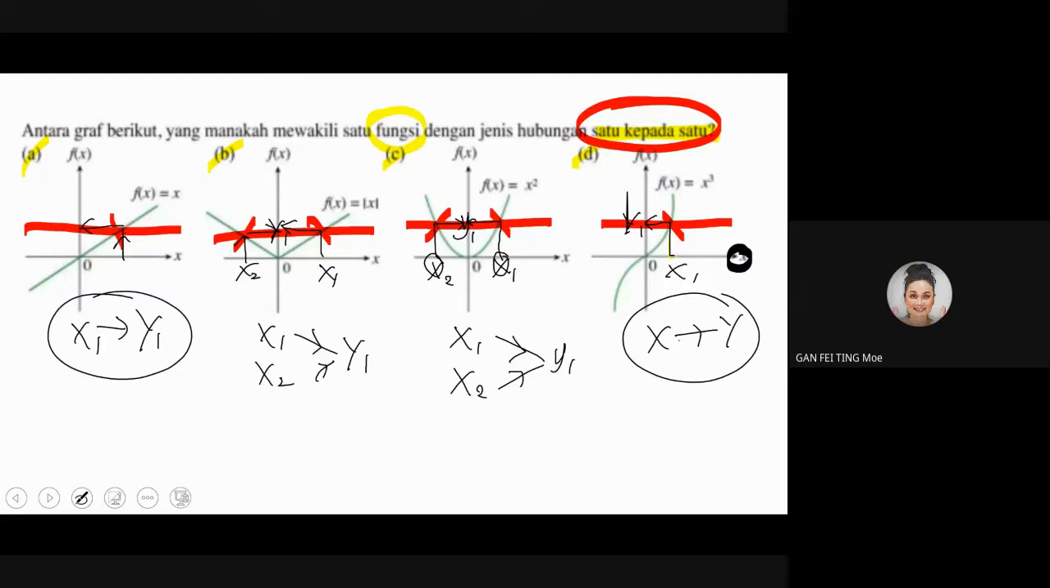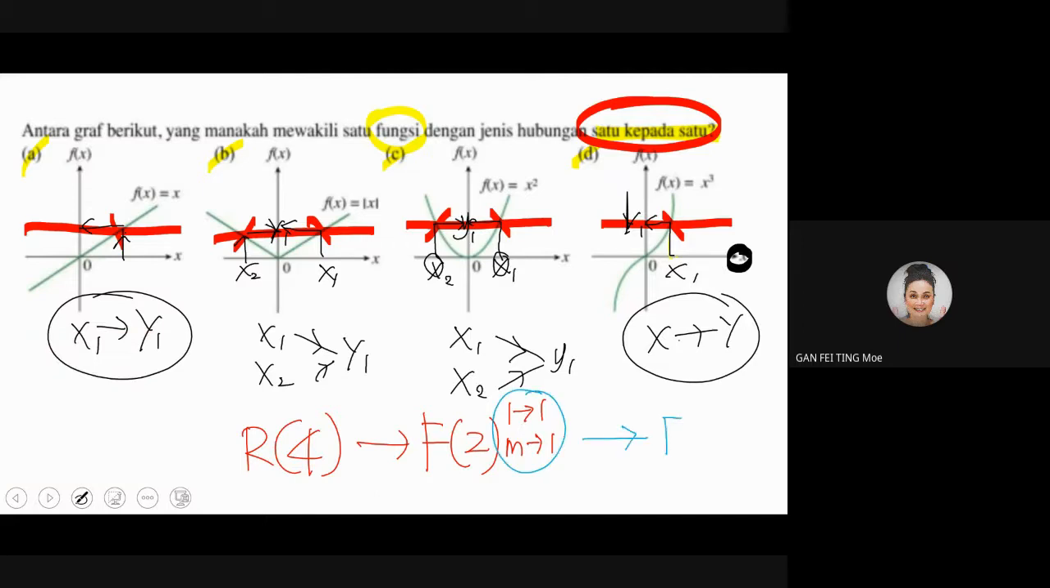Remember just now that I told you in our earlier lesson, we have four relations. Out of the four relations, there are two that will be identified as functions, right? Of the two, one-to-one and many-to-one are functions, and out of these two, only one will be identified as having an inverse function. So which is the one that has an inverse function? It is the one-to-one.